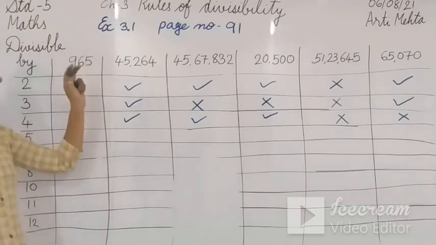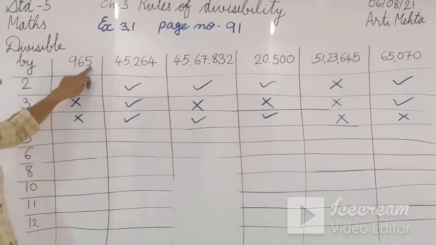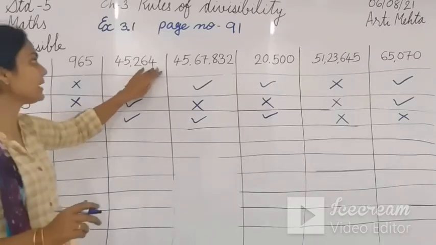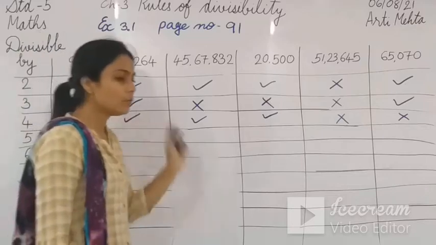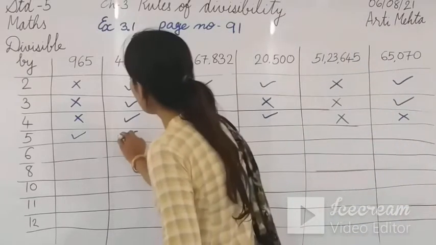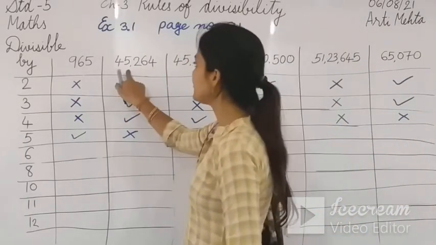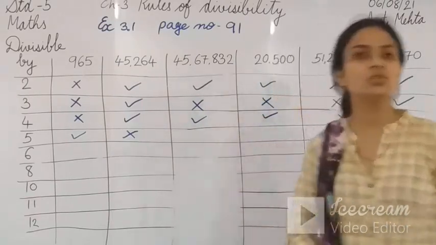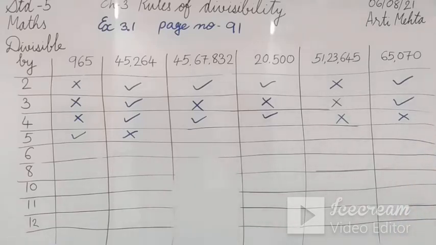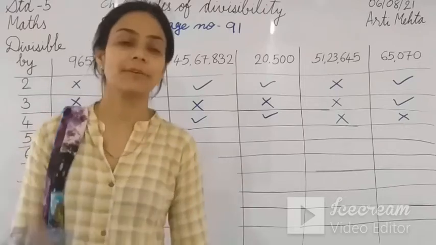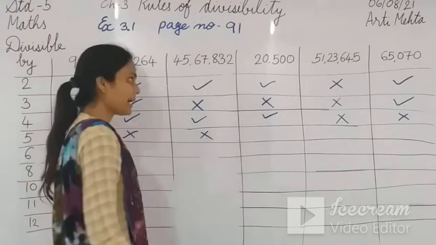Okay, in the first number 965, in the 1's place there is 5, so we can divide by 5. Understood? Now here in the 1's place there is 4. अगर 0 और 5 है तो ही हम डिवाइड कर सकते हैं. 4 है तो we cannot divide by 5. Okay, the whole number we cannot divide by 5. Now here in the 1's place there is 2. There should be 0 or 5. Here 2 is there, so we cannot divide by 5.